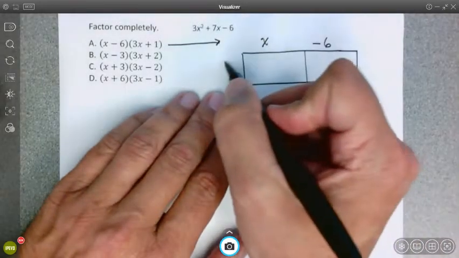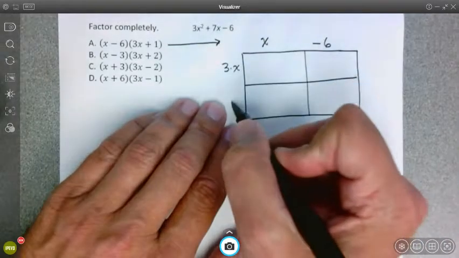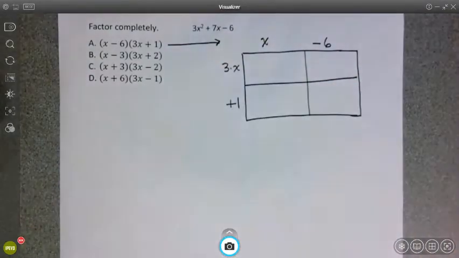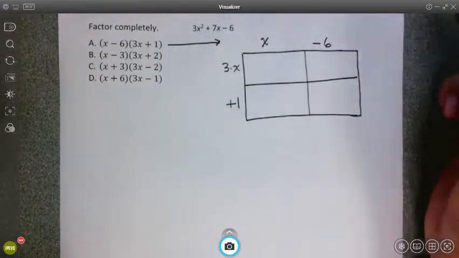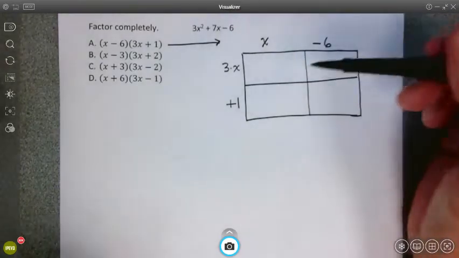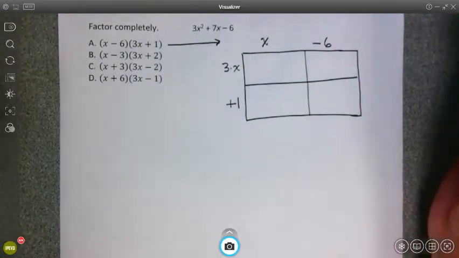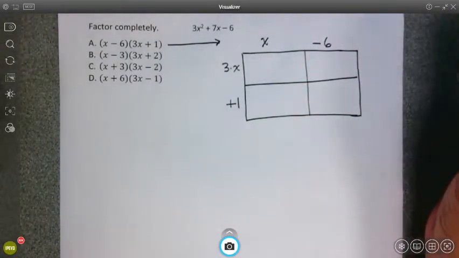And I'm going to put the 3 times x plus 1. Again, I'm separating the plus sign to attach it to the 1. And now you can see I've formed something that looks a little bit like an Excel table. If you ever have used Excel, then you probably understand what I'm about to do next.